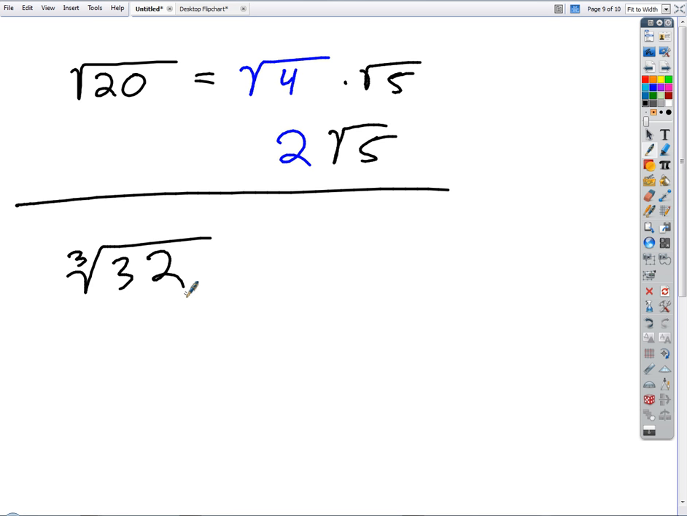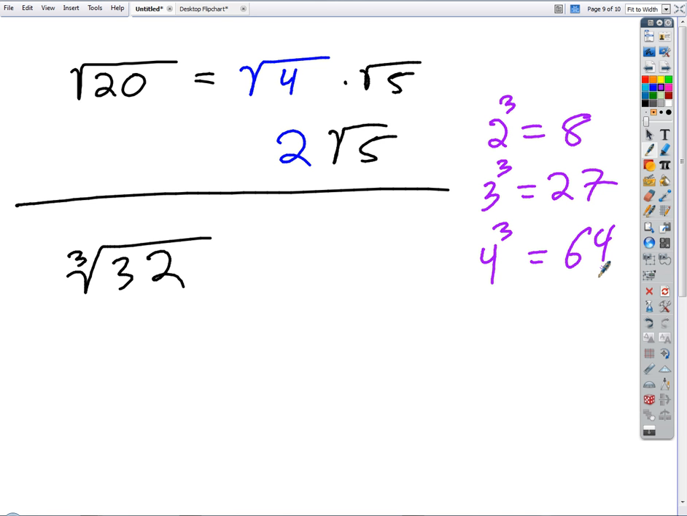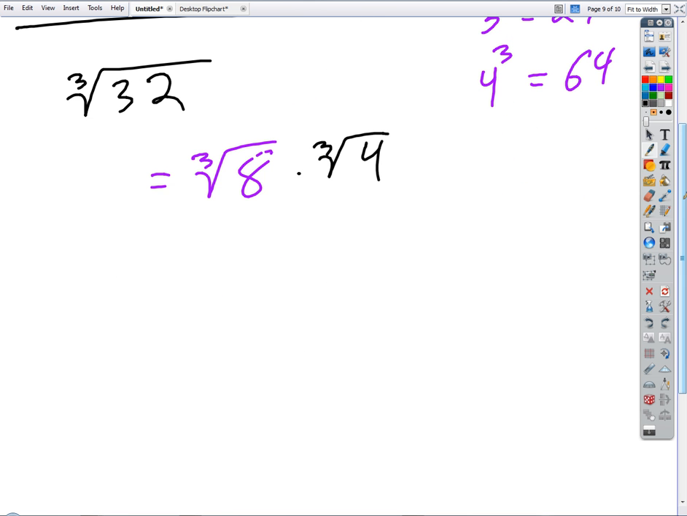Well, let's make a short list of perfect cubes. So 2 cubed is 8, 3 cubed is 27, 4 cubed is already getting pretty big, that's 64. Well, these don't work. The only one that could work is 8. Does 8 go into 32? Yes, it does. So I could write this as the cube root of 8 times the cube root of what? 8 times what is 32? 4. So my answer then is just 2 cube root 4. Yeah, 2 times the cube root of 4.